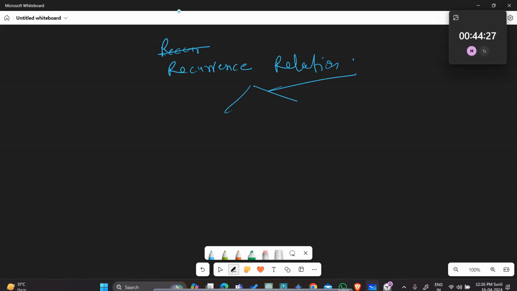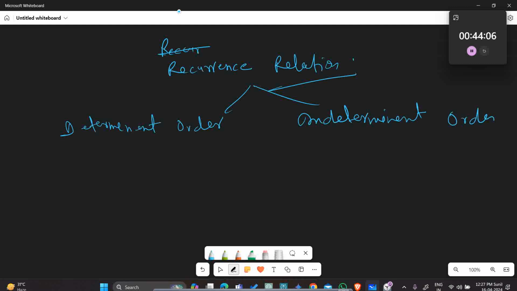So recurrence relation has two types. One is determinant order and the other is indeterminate order. Determinant order is of two types: linear recurrence relation and non-linear recurrence relation.